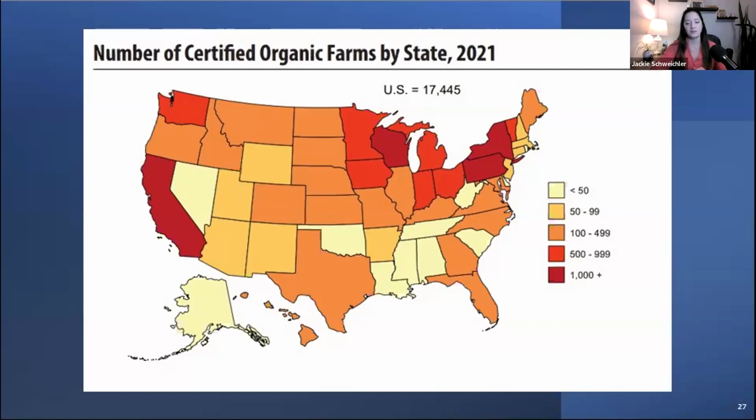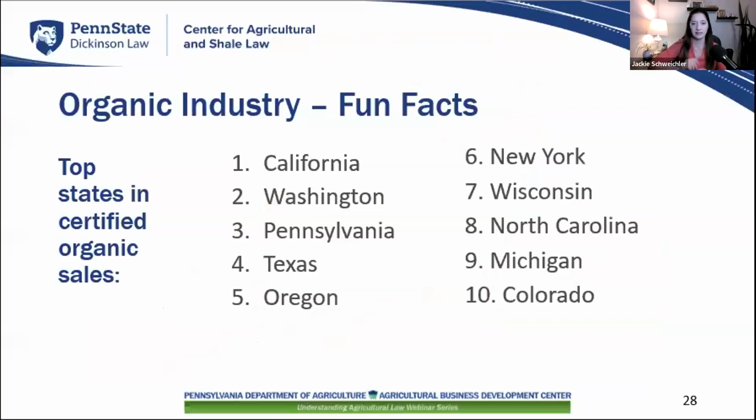And for those of you who prefer a list, don't worry, that is on the next slide. So these are just the top 10 states by certified organic sales. Again, the data is based on the 2021 National Agricultural Statistics Survey, so these numbers might be a little bit different. California's at the number 1 spot, followed by Washington and then Pennsylvania. And you've also got Texas, Oregon, New York, Wisconsin, North Carolina, Michigan, and Colorado in this list.